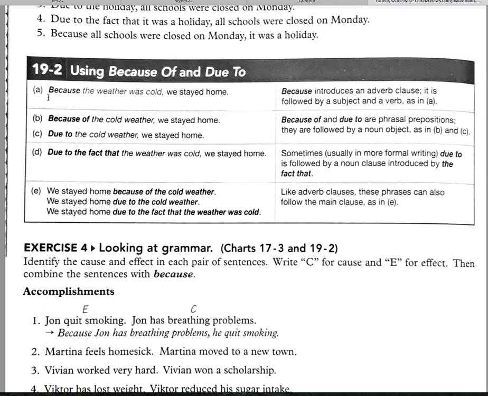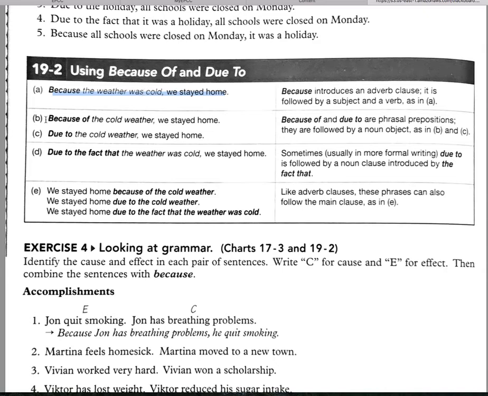So we're going to differentiate when do we use because, when do we use because of and due to. If you look at example A, because the weather was cold, we stayed home. So here, because introduces an adverb clause and it is followed by a subject and a verb. Because the weather, there's your subject. Was, there's your verb. Okay, so you have to look at that formula. Because is followed by a subject and a verb. So you have because and then subject and verb. Okay?